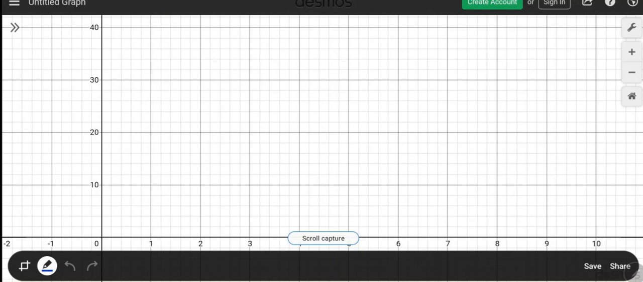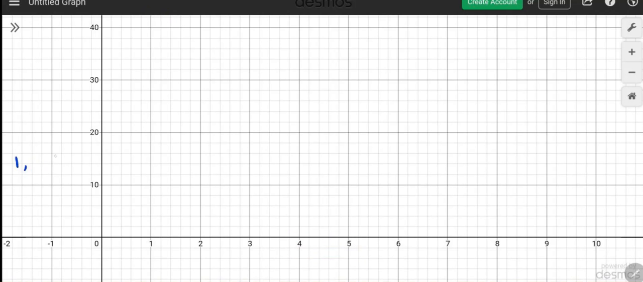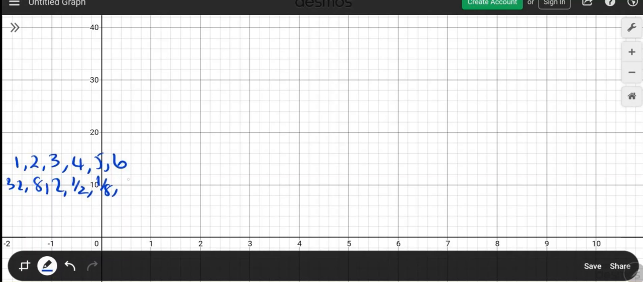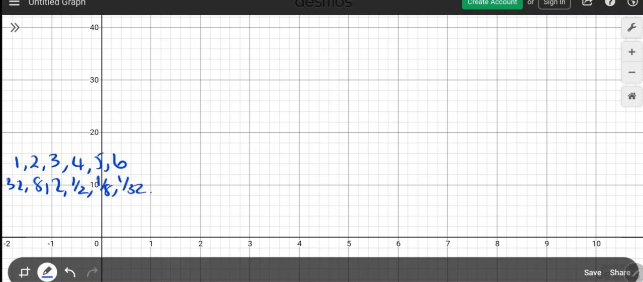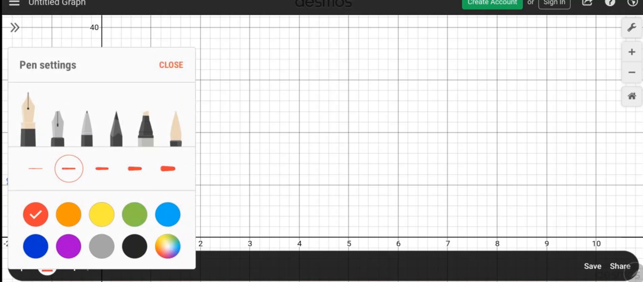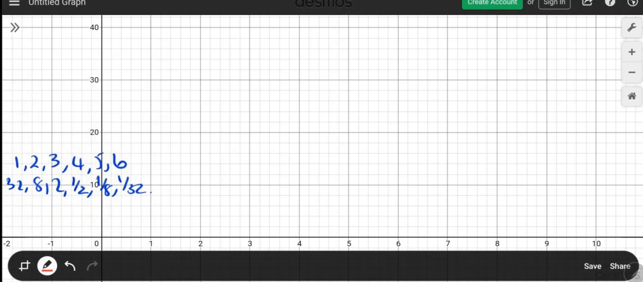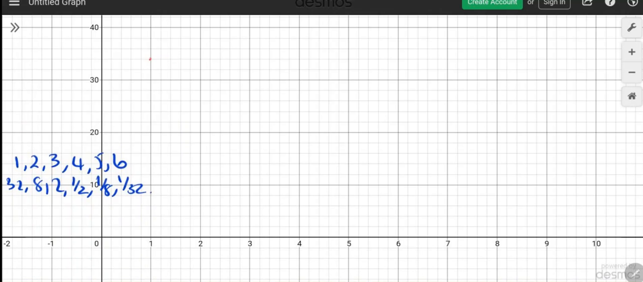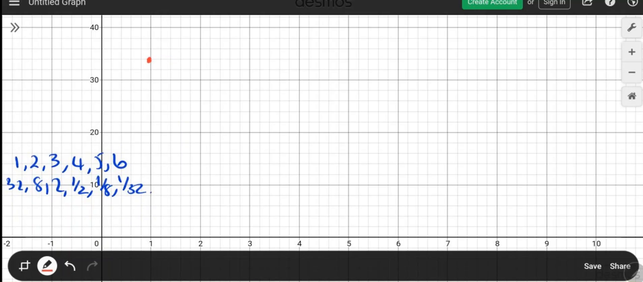So we need to look at the domain. So the points, I'm going to write it here. So we said we have 1, 2, 3, 4, 5, and 6, and those are 32, 8, 2, a half, an eighth, and 1 over 32. So we need to try and plot these points. So to plot these points, the first one, 1, 32. So 1, 32 would be here. And then 2 is 2, 8.